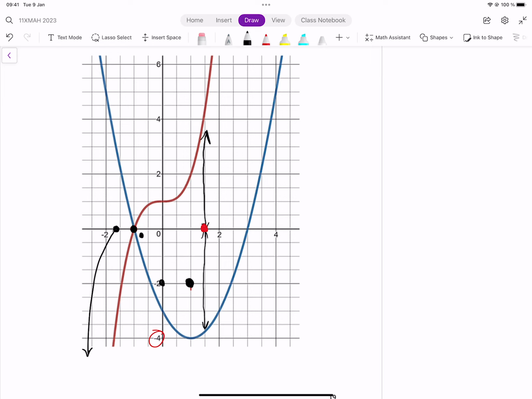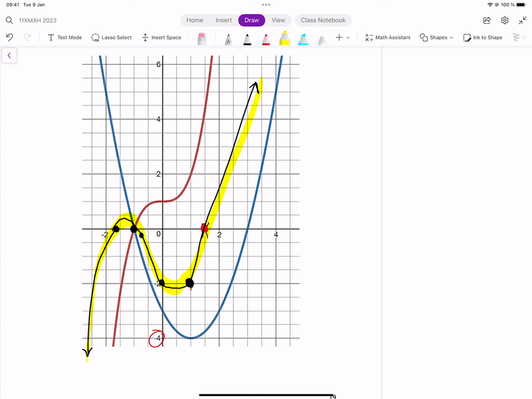So I know that my graph's going to go down here. I'm literally just connecting the dots now. Down here, it's got to go down there, up there, and now it's going to go up like that. So let's rub out all of that unnecessary stuff. We've got that, and that's our graph. I'm going to go over it in highlighter. So that's our graph there.